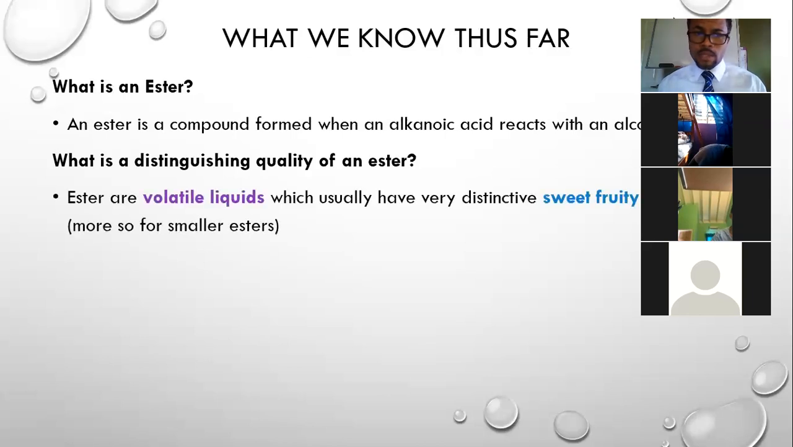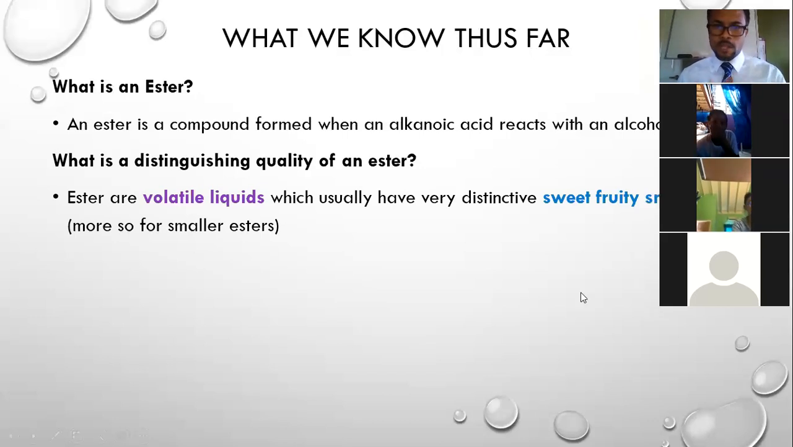So what happens? A key thing to note again is that esters are volatile. So they are volatile liquids, which usually have very distinctive, sweet, fruity smells. This is particularly linked to the ones that have smaller chains. So these are smaller chain esters. When we talk about volatile, remember we're dealing with boiling points. When we say something is volatile, it means that it has a very low boiling point, so it can evaporate quickly within the air at normal room temperature.